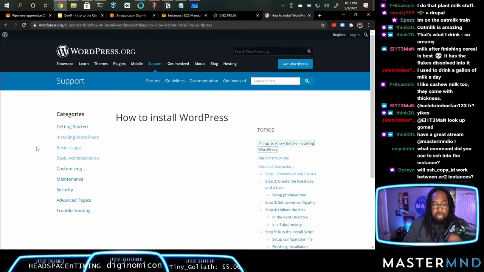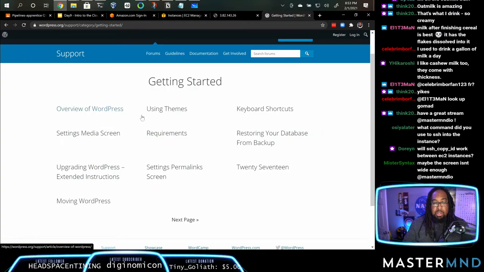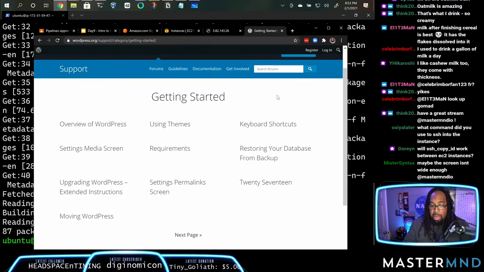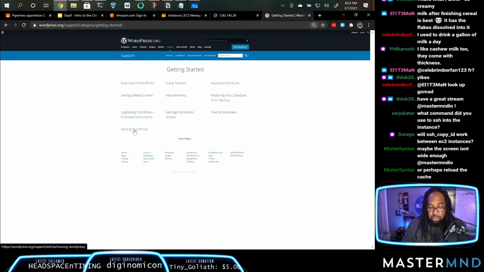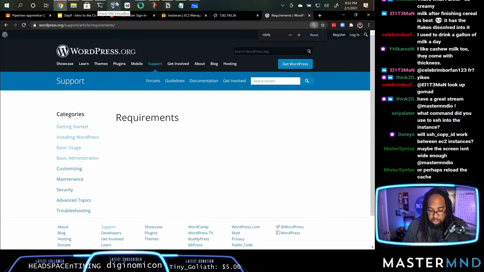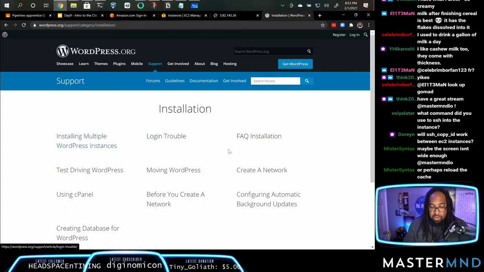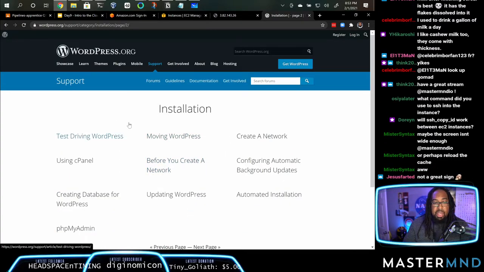Things to know before installing. I just wanted it to give me, maybe the screen isn't wide enough. Maybe I have to, let's see. There's nothing under requirements. Is anyone else on this and can see what it is? It's fine. It's really not a big deal.